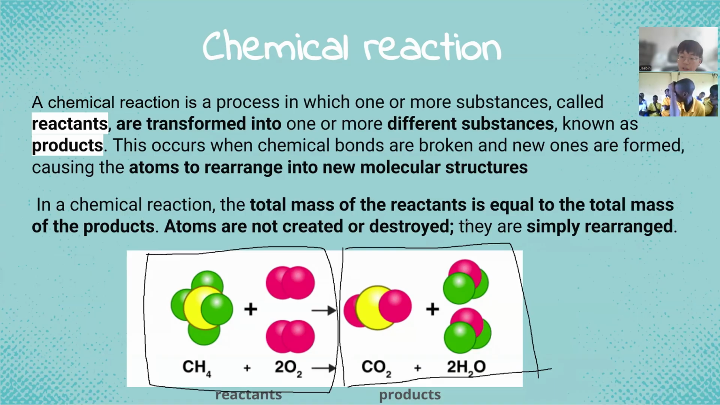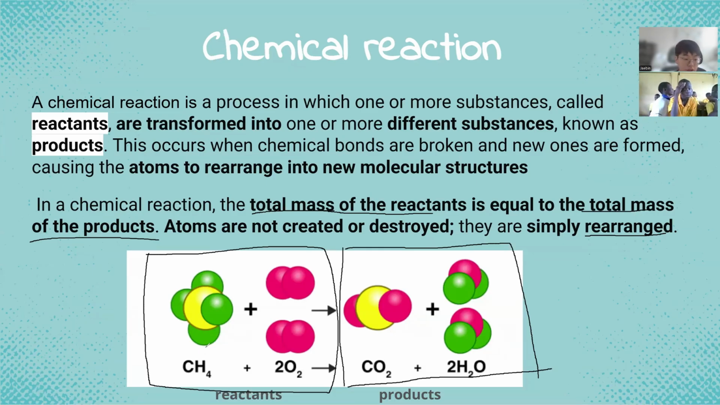In a chemical reaction, the total mass of the reactants is equal to the total mass of the products. That's because atoms are neither created nor destroyed. They are simply rearranged. In the video, they also counted the number of atoms.